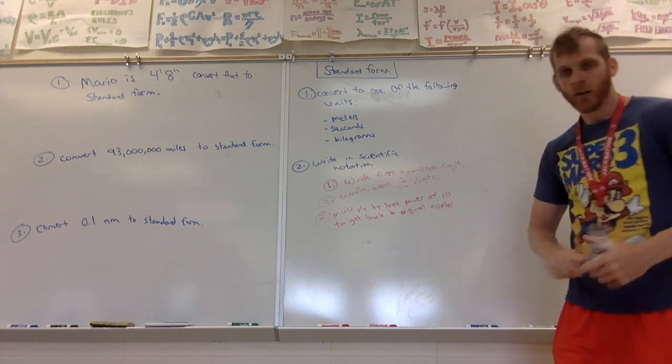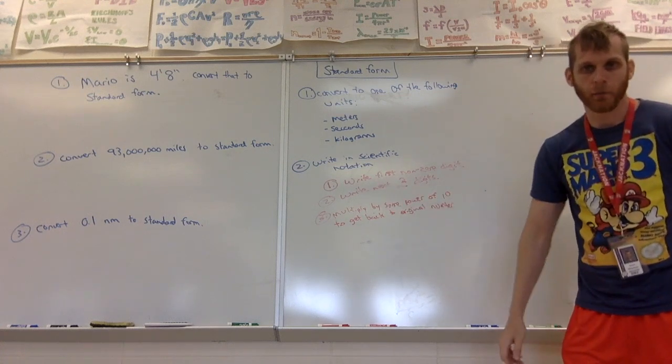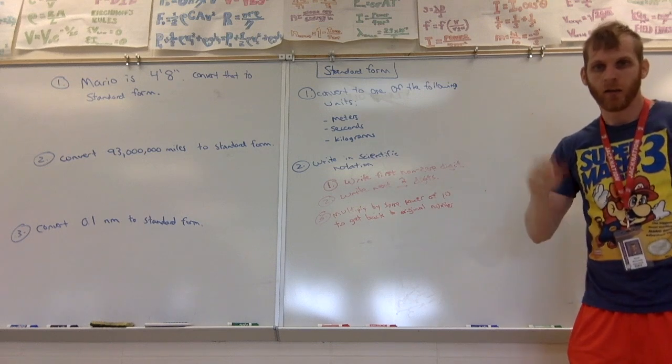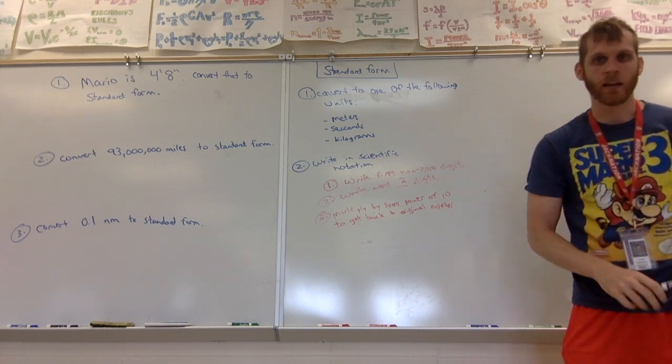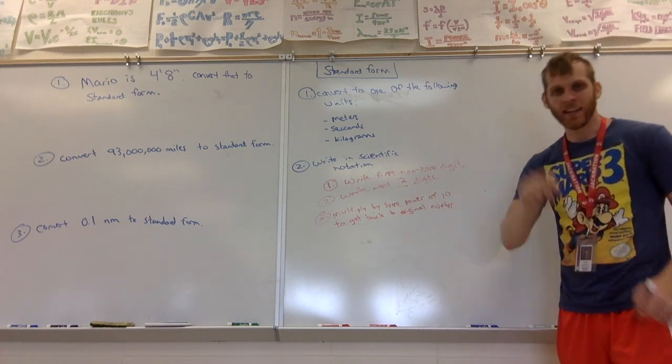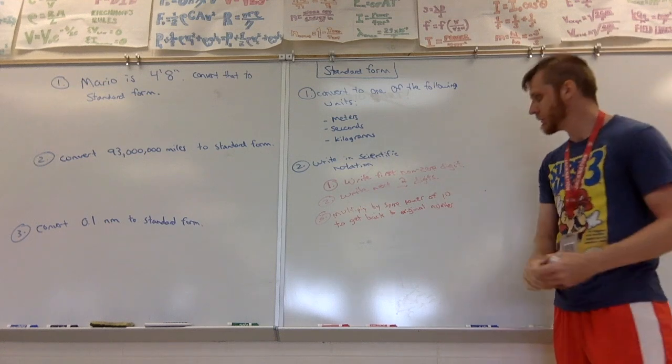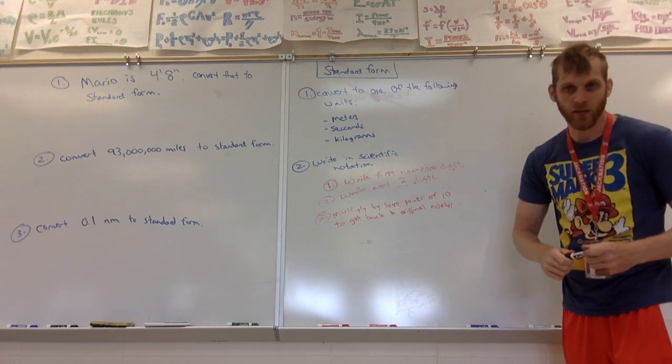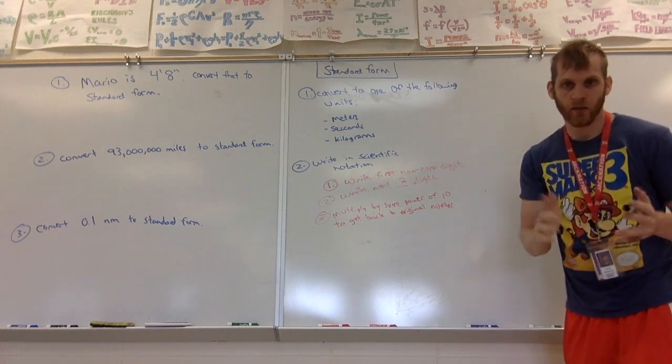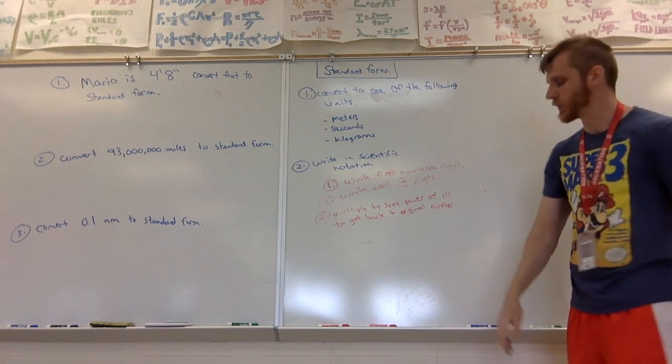So step 1, you find your first non-zero digit, so like 1 through 9. Find that digit, write that down, whatever number that is. Then you put a decimal point after that digit, and write the next 2 digits after the decimal point. 05, 97, whatever the next 2 digits are.